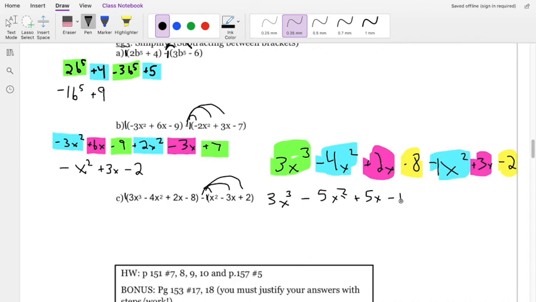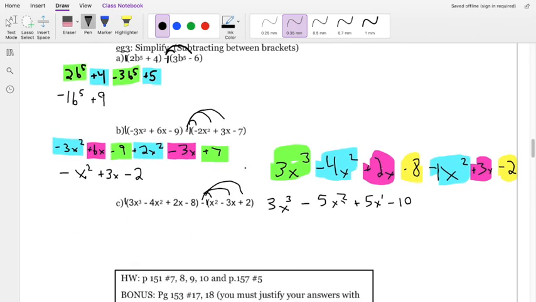2, negative 10. Now I can't go any further here because they all have different variables, right? This one having a variable x exponent 3, variable x exponent 2, variable x exponent 1, and then no variable. So I'm all done.